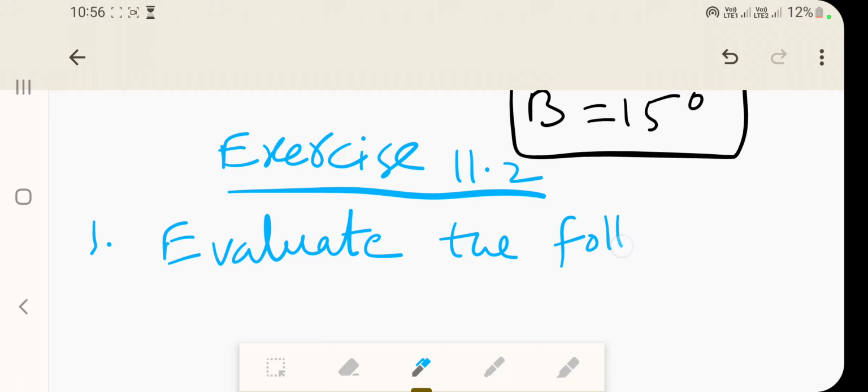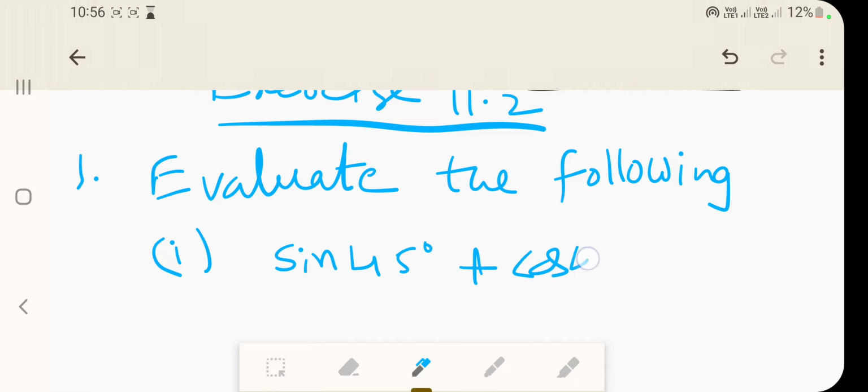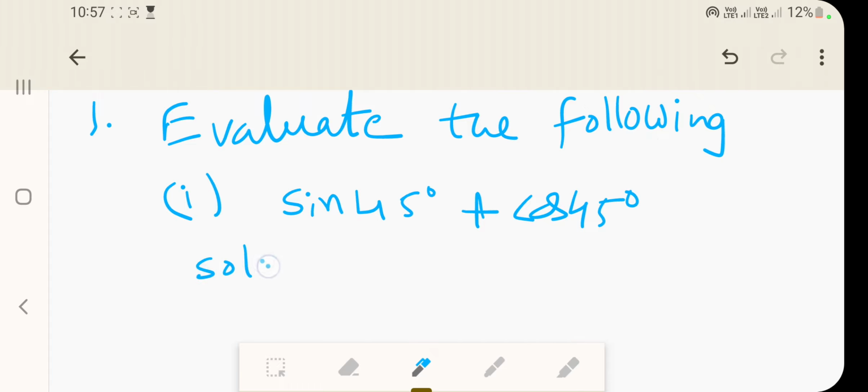Evaluate the following, that is the question they have given. Now here we have individual problems, one by one we will solve. Simple, sine 45 degrees plus cos 45 degrees. So what will be the solution? You have to remember the value of sine 45 is 1 by root 2.